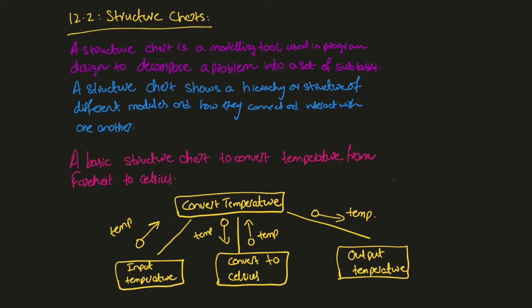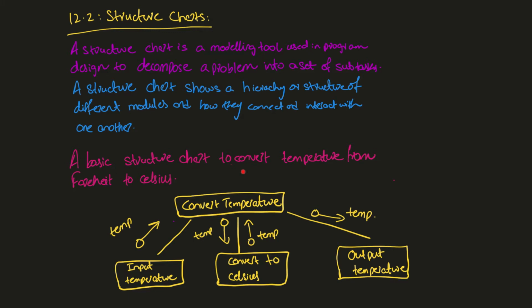So basically, let's go over what a structure chart is to begin with. It is a modeling tool used in program design to decompose a problem into a subset of tasks or problems. A structure chart shows a hierarchy or structure of different modules and how they connect and interact with one another. So let's talk about how we can draw structure charts.